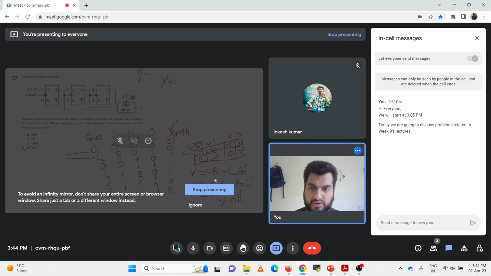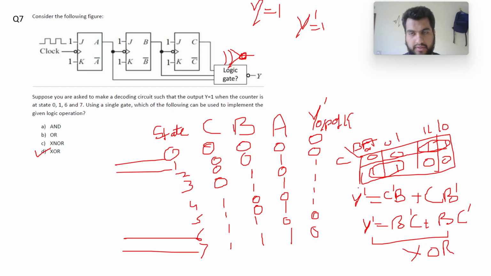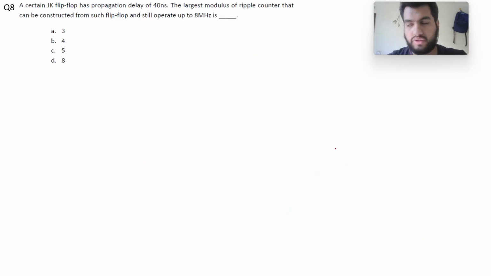If there are no doubts, we can move forward to question number 8. Question number 8 asks us: a certain JK flip-flop has a propagation delay of 40 nanoseconds. The largest modulus of ripple counter that can be constructed from such flip-flops and still operate up to 8 MHz is?